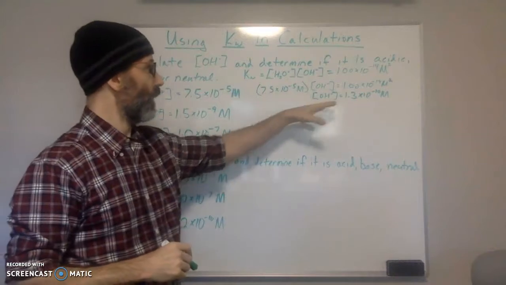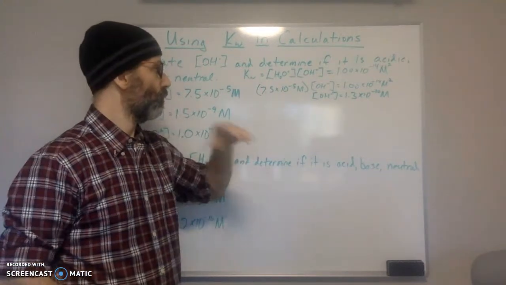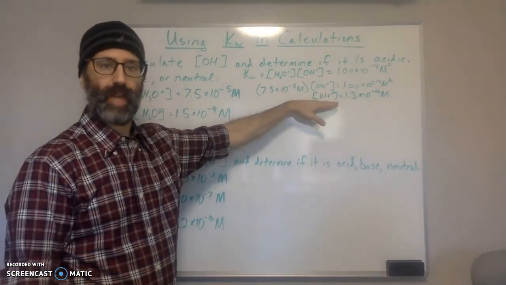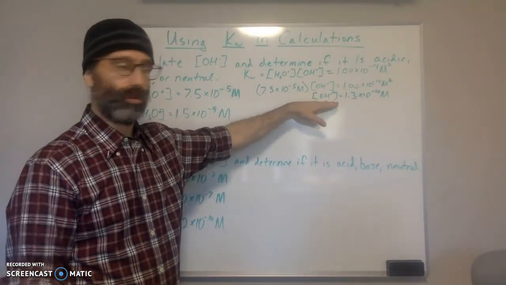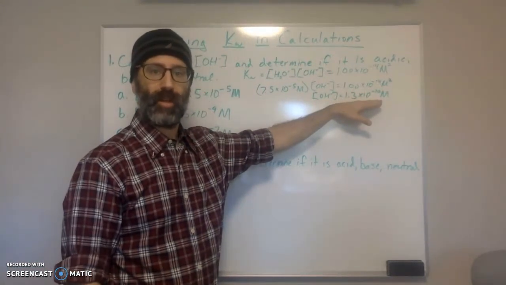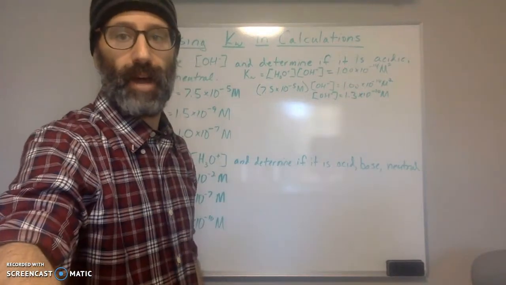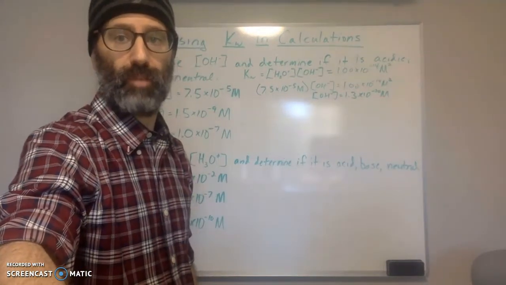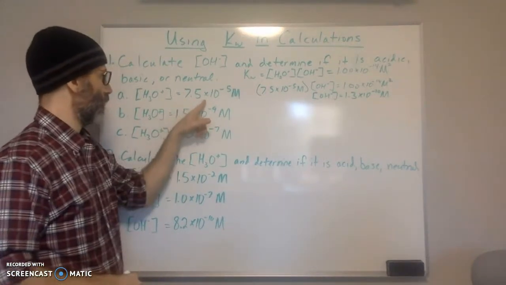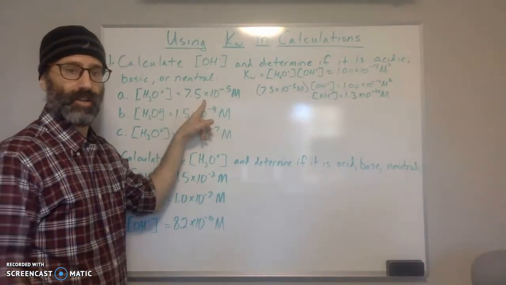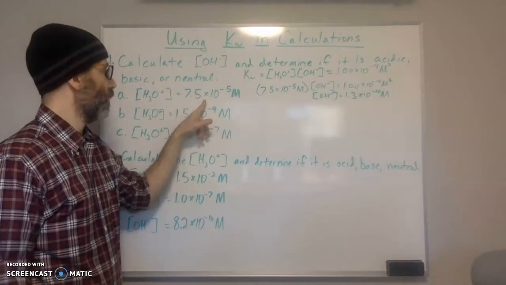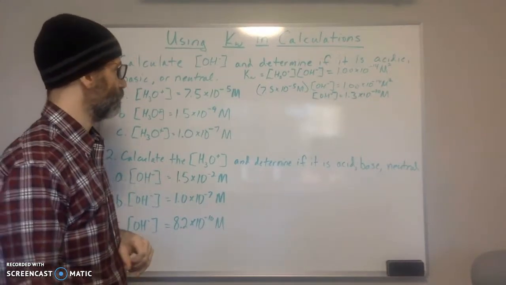So if we want to find out if it is acidic, basic, or neutral, since our OH concentration is less than 1.0 times 10 to the negative 7, which would be neutral, this is less than that, so we have less OH minus concentration. So we're going to have a higher H plus concentration, which is what we have here. So going back here, we could see our H plus concentration is higher than 1.0 times 10 to the negative 7. So that means we have an acidic solution.